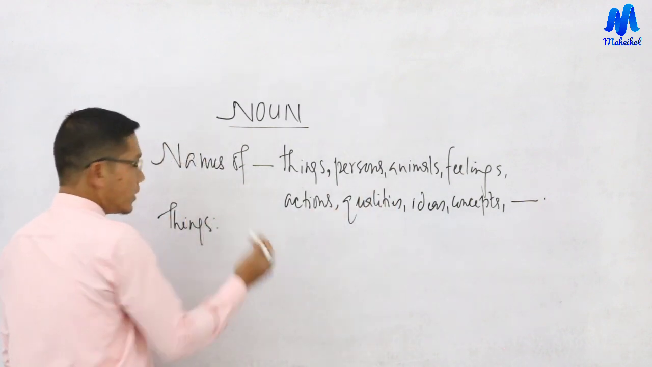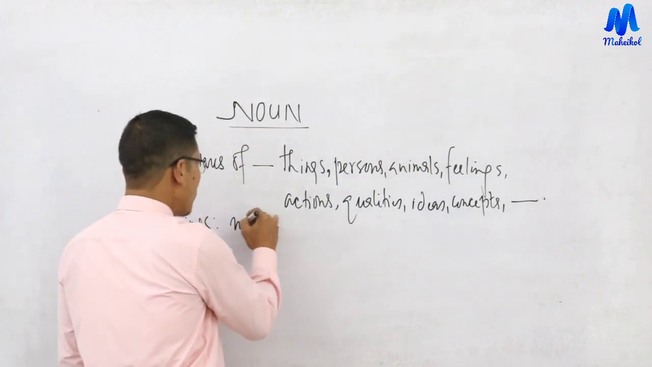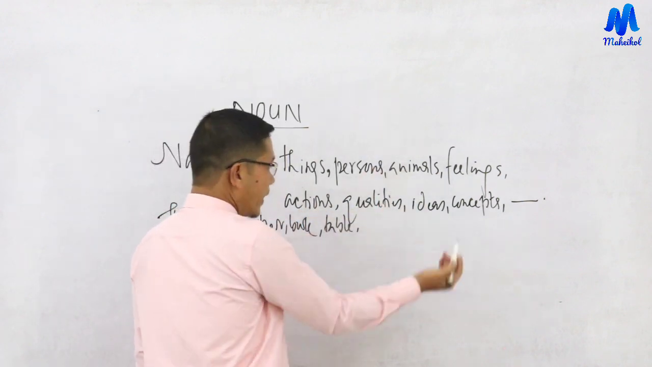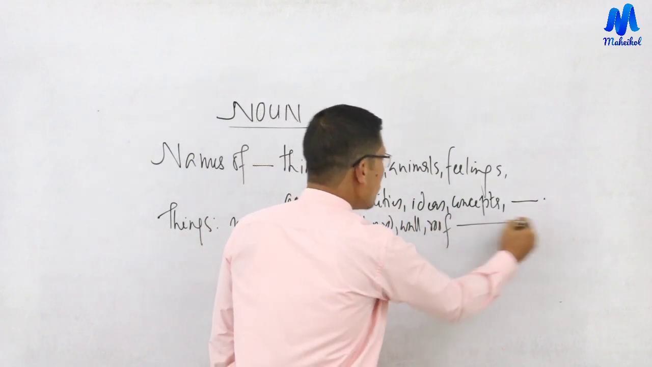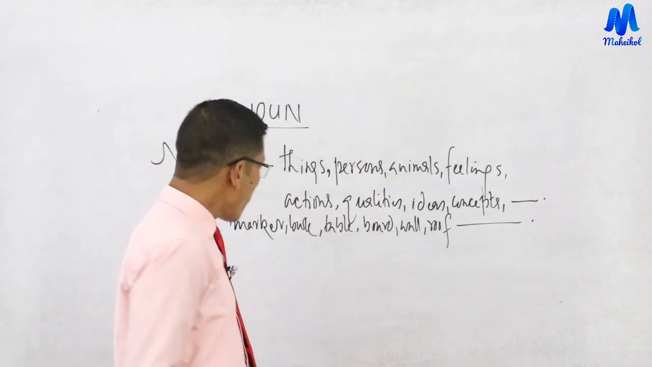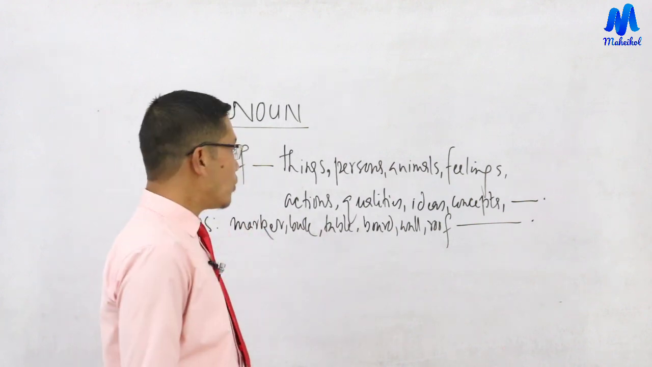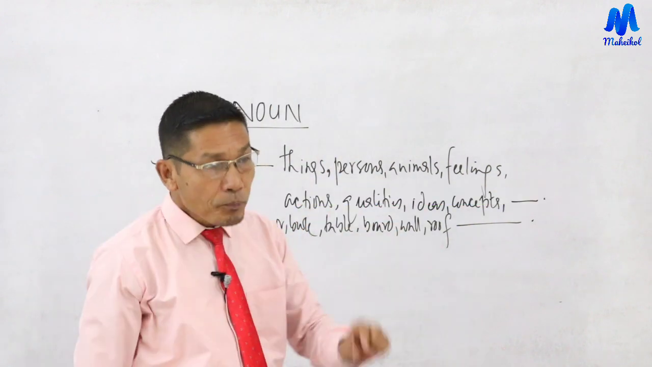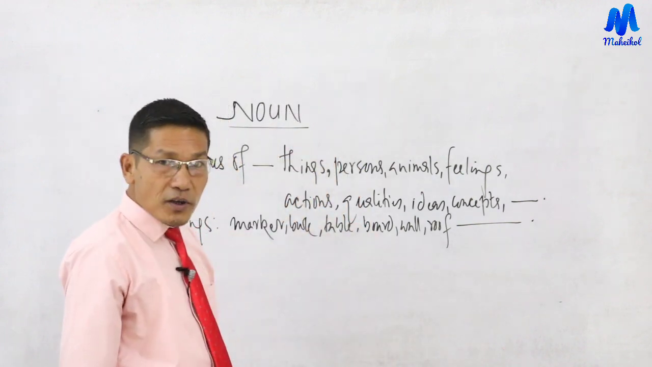Name of things. Give a name of a thing. Okay, marker. Marker is a noun. Book, table, and then let's say board, wall, roof. So many things are there. All these are nouns. A book is a thing you read, a table is a thing, a board, a wall, a roof, all are things, and these words indicate the names of things. So all these words are nouns.